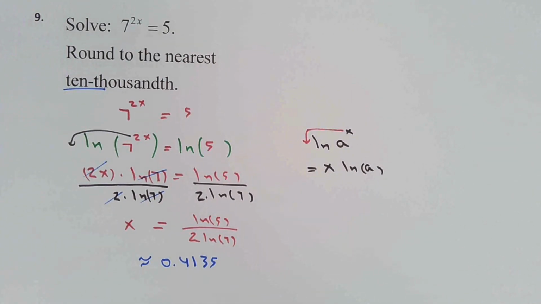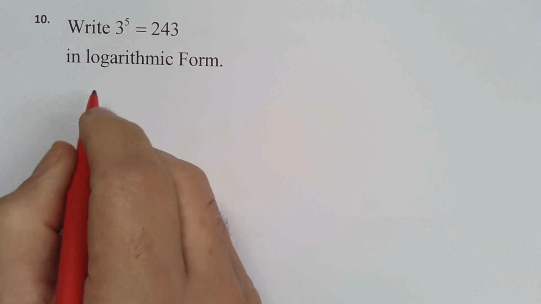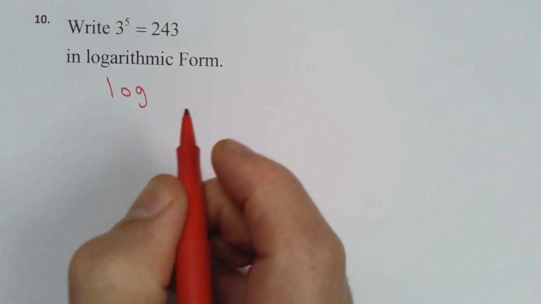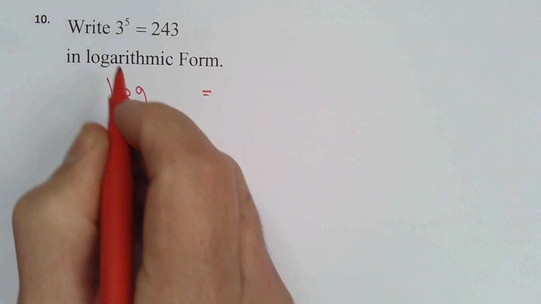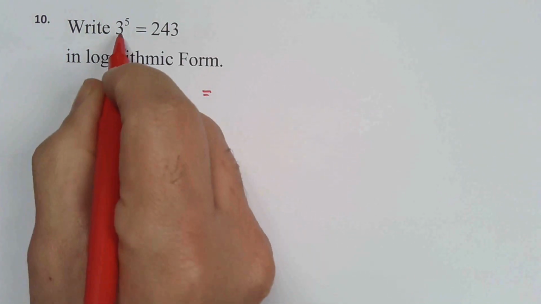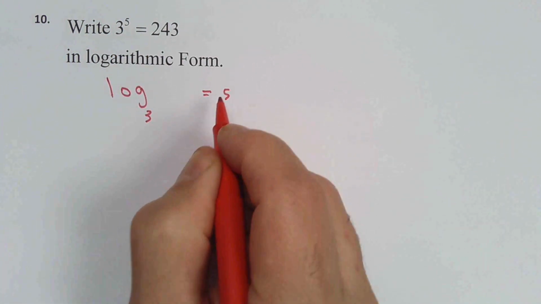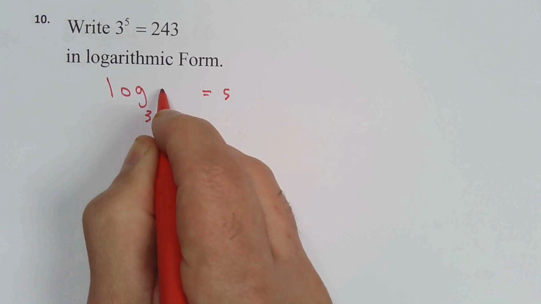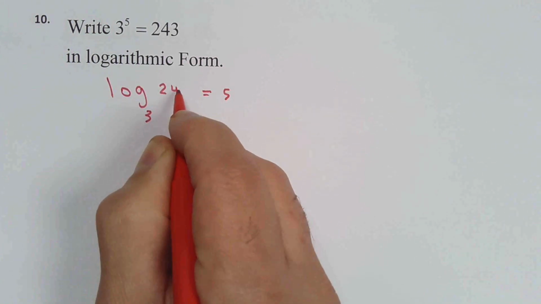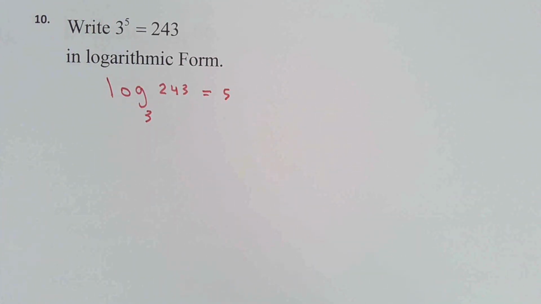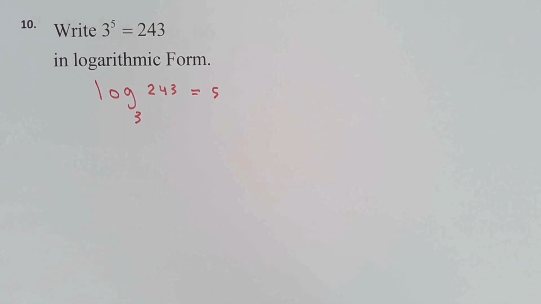Number 10. Write the following in logarithmic form. This is a quick one. So I have log. The base is 3, goes right there. The exponent is 5. 3 to the power 5 equals the argument, which is 243. Done. Number 11. Evaluate the following.